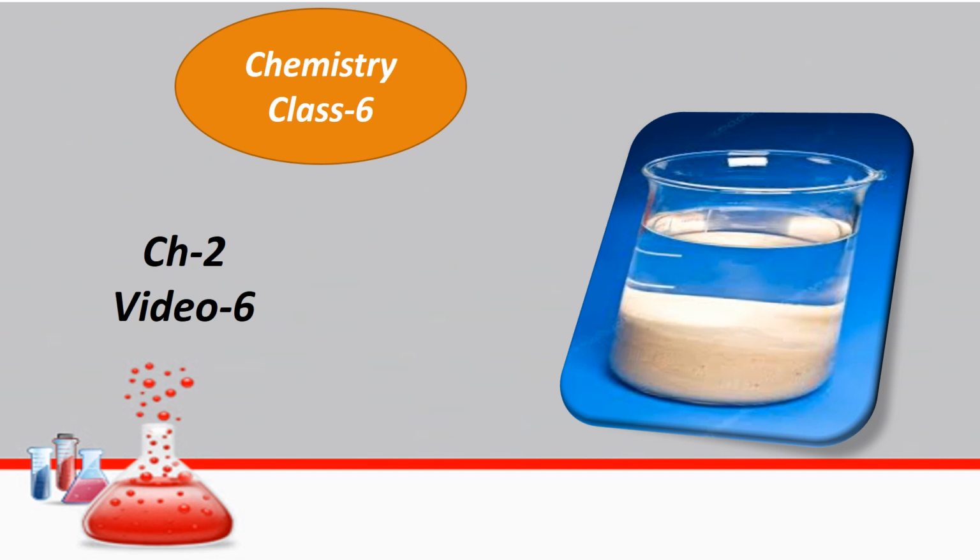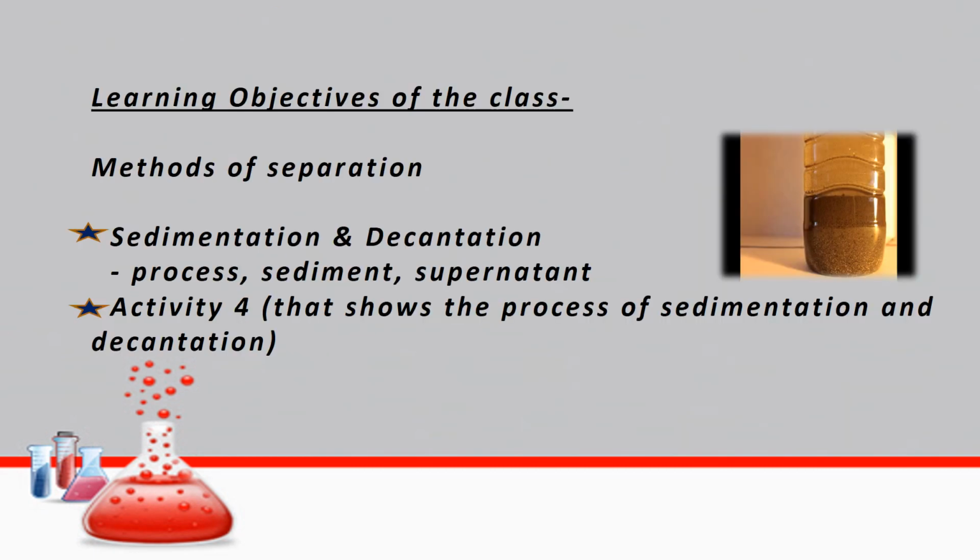I hope you people are safe at your home and enjoying your virtual classes. Today we are going to continue chapter number 2, that is elements, compounds and mixtures. So let's begin. In the previous classes, we have studied about the separation of mixtures. We have studied various methods such as sieving. Then we have studied about magnetic separation also.